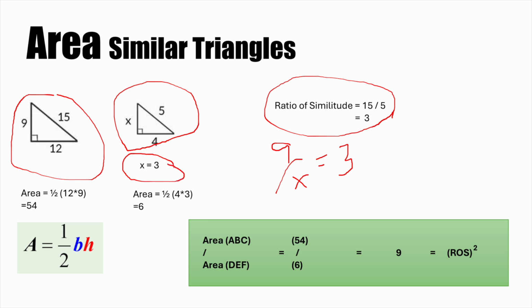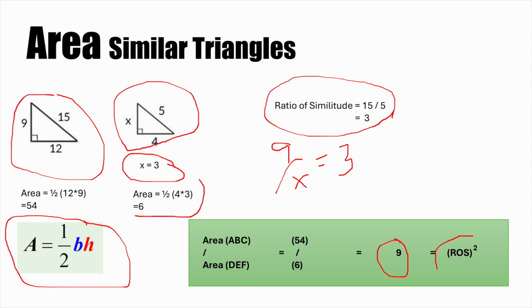Then you calculate the area of these two triangles. The area of a triangle is half base into height. So the first triangle's area is 54 and the second triangle's area is 6. If you take the ratio of their areas, it comes to 9, which is equal to what? 3 square. 3 is the ratio of similitude. So it is the square of the ratio of similitude. That's what this theorem says.